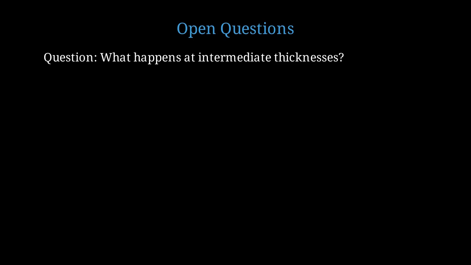The elastic limit is not an absolute material property. It depends on geometry, surface energy, and length scales. We need to rethink classical yield criteria for nanostructures. Despite our understanding, there are still fascinating open questions. Question: what happens at intermediate thicknesses where films are too thick to roll easily, but too thin to fracture normally? There's a complex transition regime that's not fully understood.